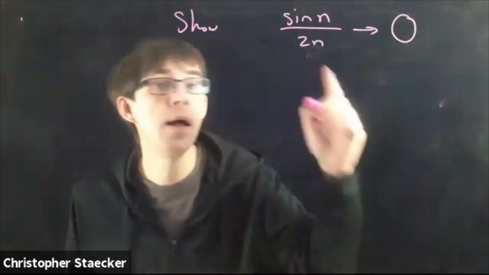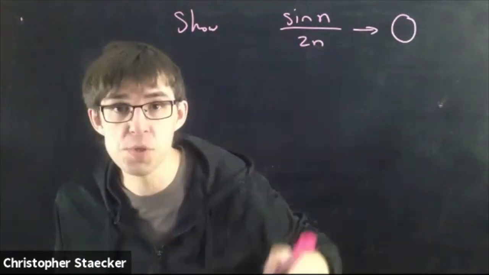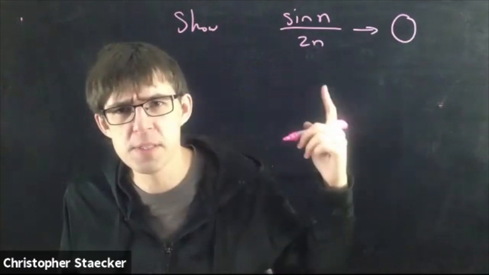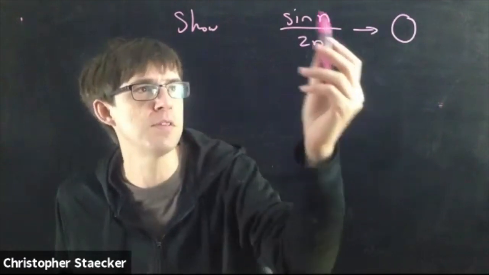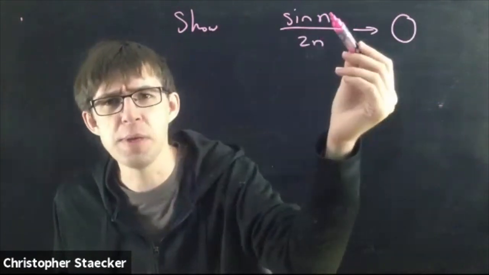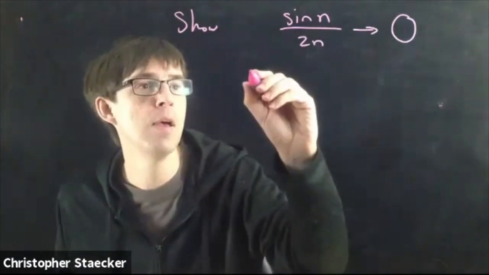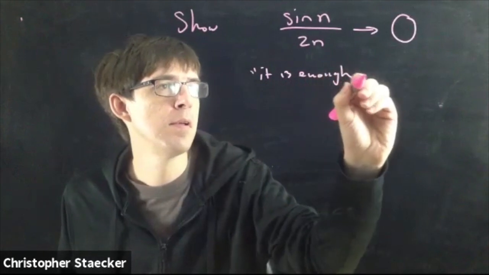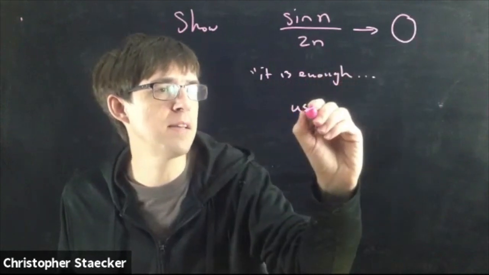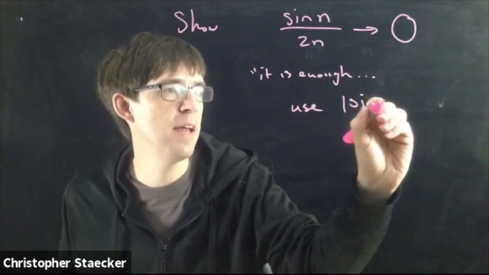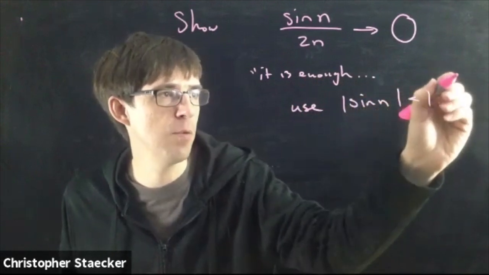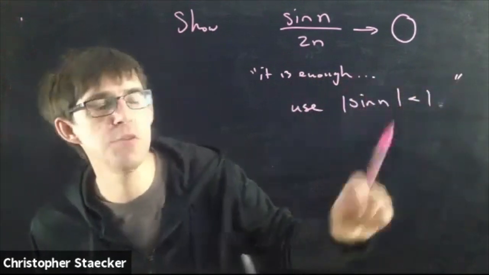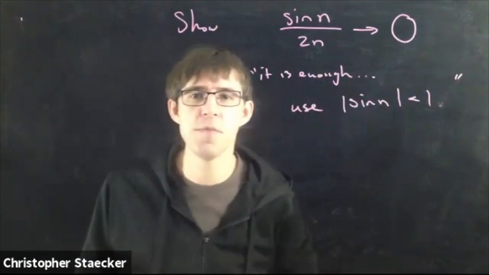See if you can do it. You should go through the usual steps, but at one point you will realize it's impossible to solve for n. That's because the n is down here, but it's also inside of the sine. So at that point, you want to say something like, it is enough. And then you use the fact that this sine of n in absolute value is always less than 1. This is my hint for where you're going to use this kind of "it is enough" trick.